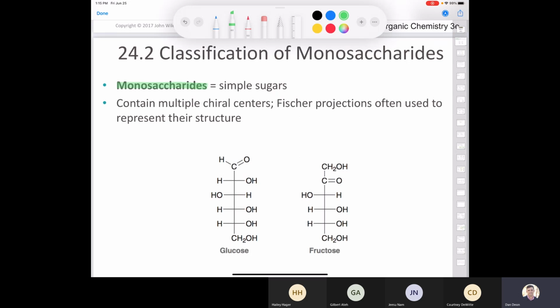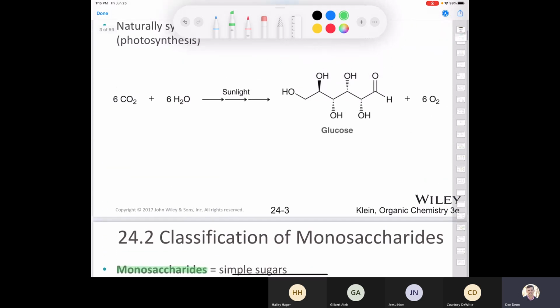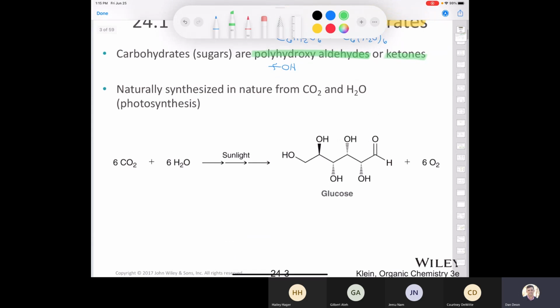Now, a monosaccharide can contain multiple chiral centers, and because of that, Fischer projections are often used to represent their structure. If you go back to this slide here, you see this molecule that I have down here. This is glucose. How many chiral centers do we have here? We have 1, 2, 3, 4.